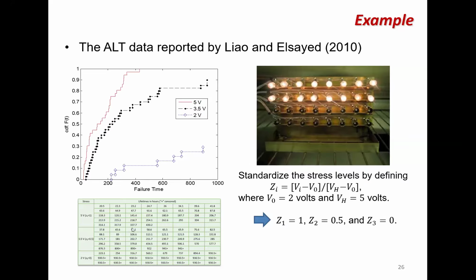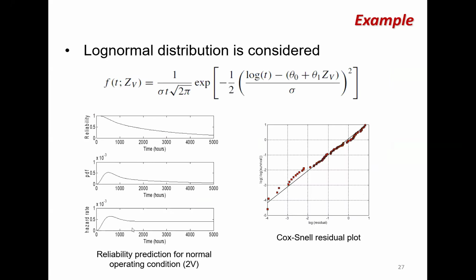And we use a log-normal distribution, where we consider one of the parameters, mu, as a function of voltage. So this is the model, and we fit the model using our accelerated life testing data, using maximum likelihood estimation, and we find the parameters of this model. Then we plot the reliability function, PDF, and failure rate, and we also use a Cox-Snell residual plot to show how good the fit is. What you see here is based on the Cox-Snell residual plot. It's good, but not great.